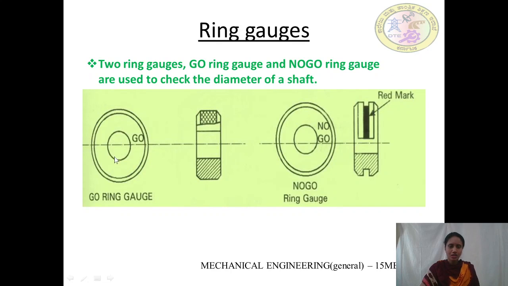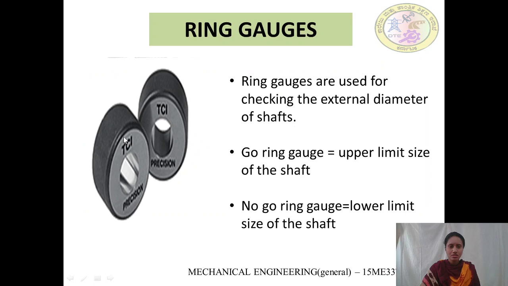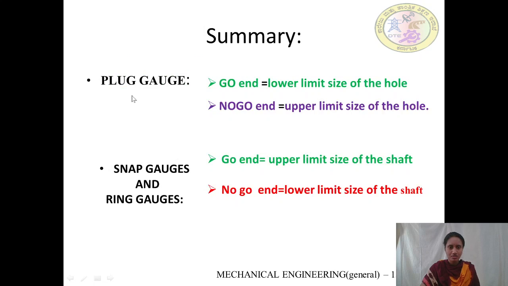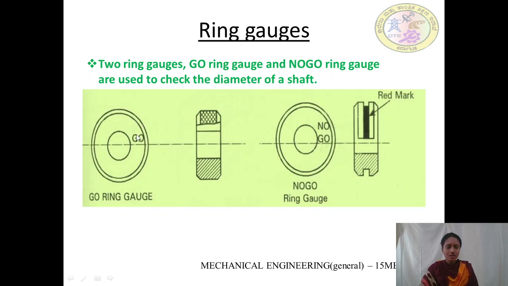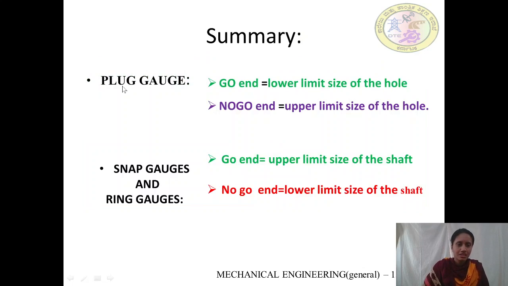So here the upper limit is nothing but the hole here. See, the upper limit will be the size of the diameter. See, in ring gauges we have a center hole here. So this is nothing but the upper limit size of the shaft. In a no go ring gauge, here also we have the center hole. So this indicates the lower limit size of the shaft. So see, just observe this.